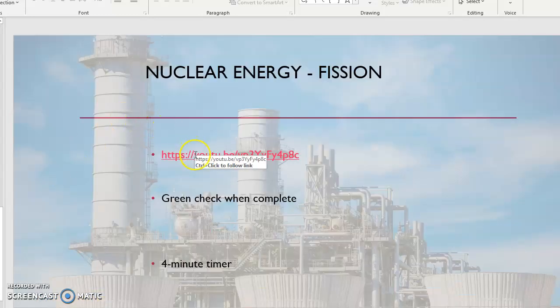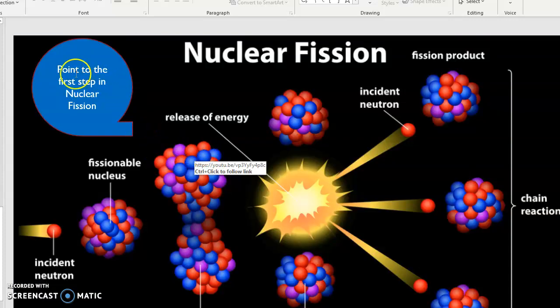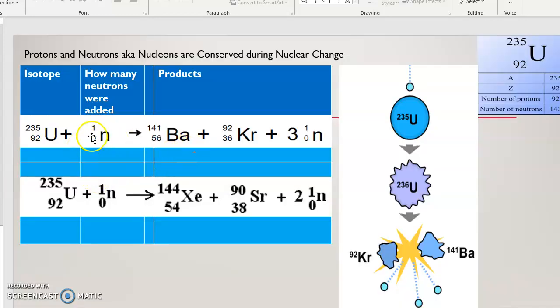I have these videos for nuclear fission and nuclear fusion linked. Remember that the first step in nuclear fission is that a neutron is going to hit a nucleus. A lot of you guys missed this. Remember that nuclear fission is basically the breaking apart of an isotope, and it releases a lot of energy, and it's a chain reaction. Be familiar with the idea that you're going to have to identify these chemical equations here.